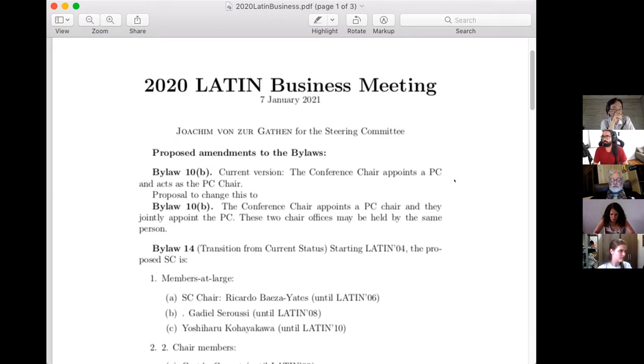The conference chair appoints a program committee and acts as the PC chair. To split the duties of conference chair and PC chair seems wiser. That would read: the conference chair appoints a PC chair and they jointly appoint the PC. And we still want to keep open the possibility of both of them being performed by one and the same person. So formally, we have to do a vote in the business meeting on any amendment to the bylaws.